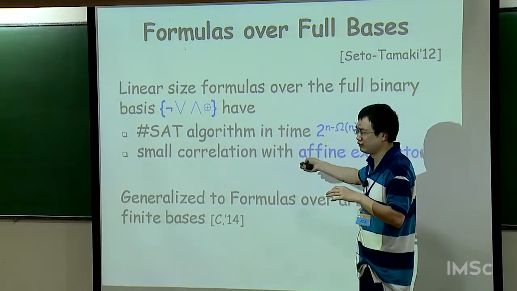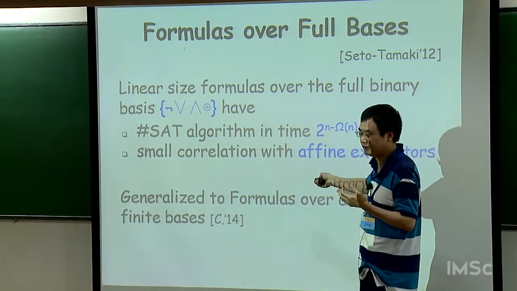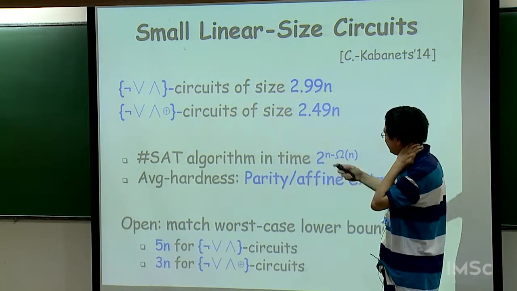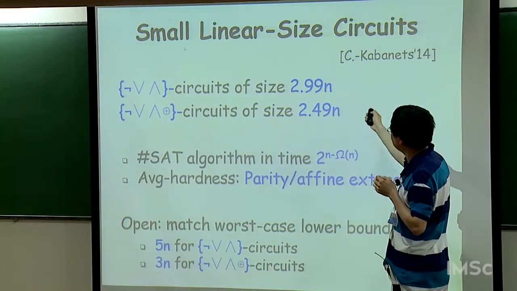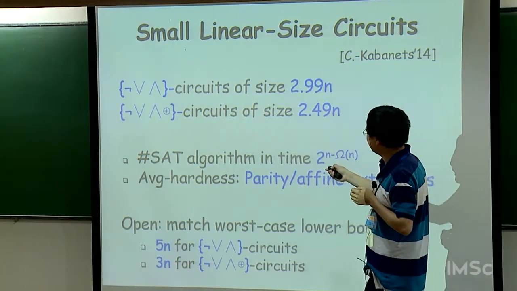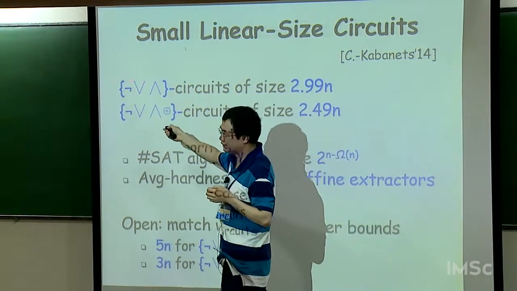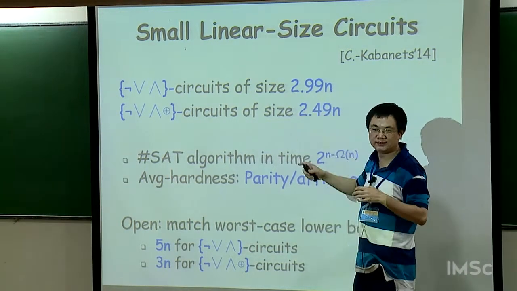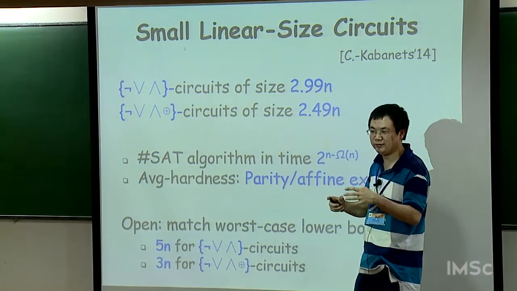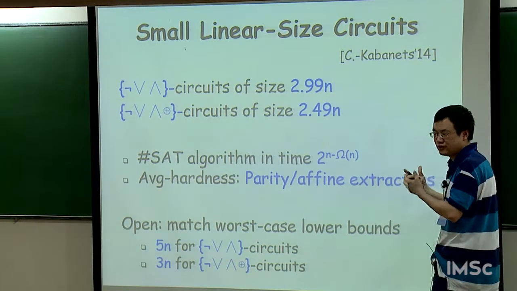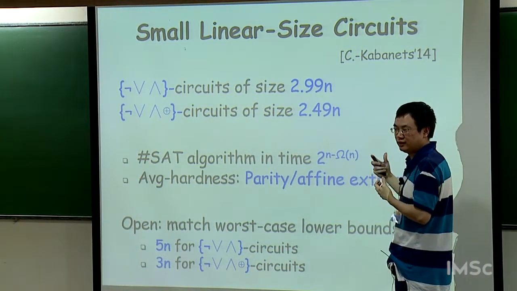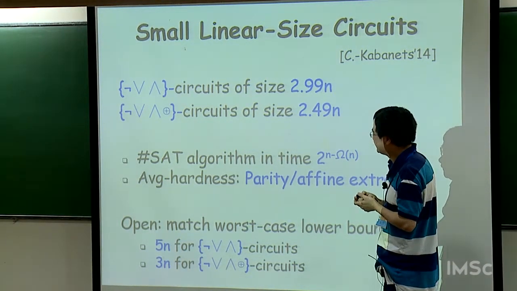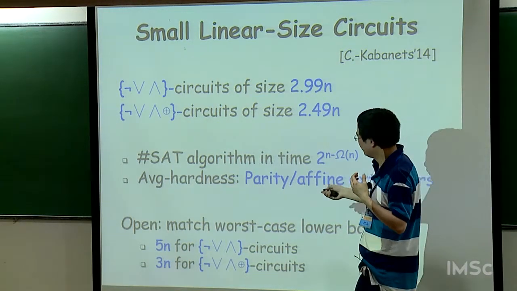So underlying the proofs, we still need a concentrated shrinkage property. Another application of the same technique applies to small linear size circuits. So here, let's first consider circuits over De Morgan basis of size up to almost 3n. The same concentrated shrinkage approach can be applied to generalize the so-called gate elimination method, which was used to prove circuit lower bounds.